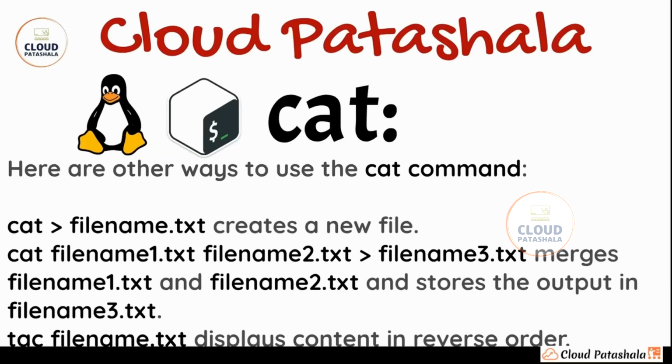Cat filename1 filename2 can be sent into filename3. So what would exactly happen is, the content of file 1 and file 2 would be sent into file 3. That is, it merges both file 1 and file 2 and stores the output of that in file 3. What we can also do is, instead of using cat, I can say tac, wherein it would display the content in the reverse order. So these are the default options that we have with cat available for us to display.